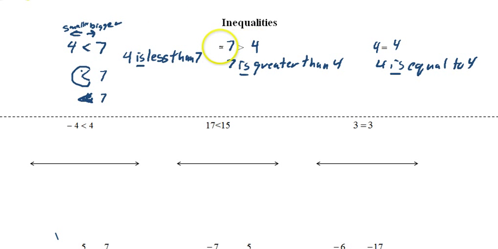Alright, and you can read it either way, obviously. It's how you want to read it. 4 is less than 7. But we're going to start and just read from left to right to keep it simple. So 7 is greater than 4. Always remember the direction. Okay?